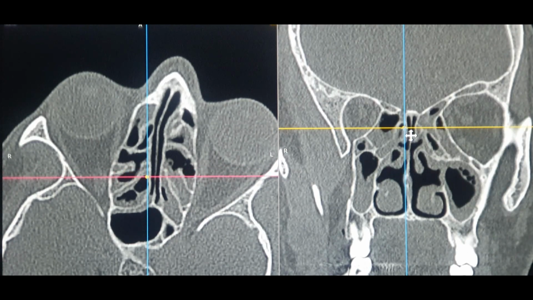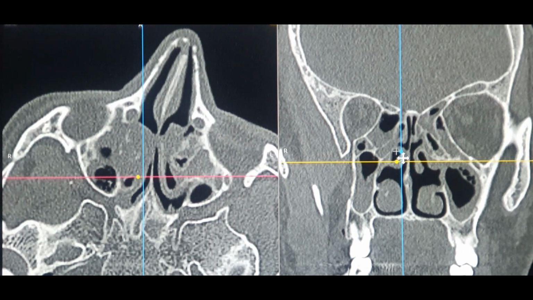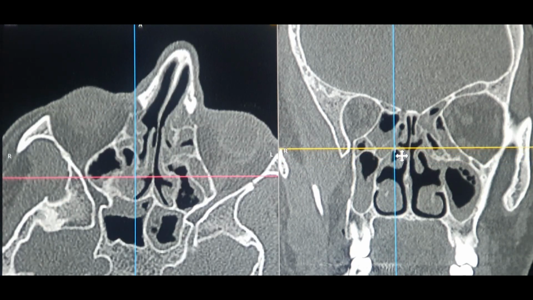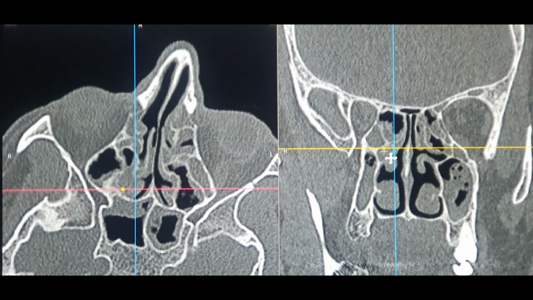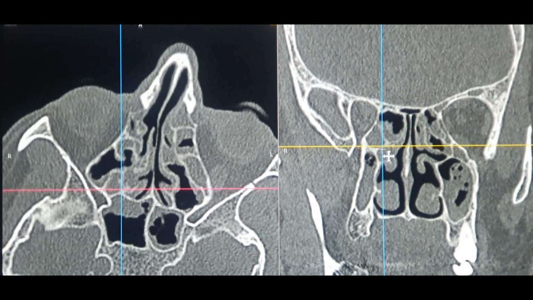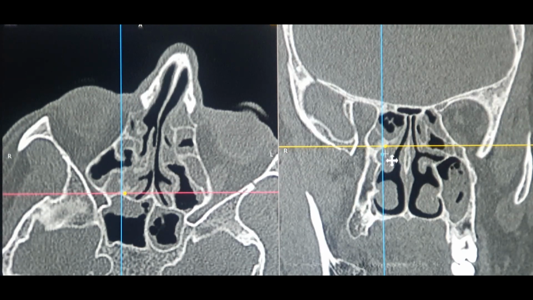middle turbinate. If I keep my cursor over here, this is the middle turbinate, and it is bending over here in this region. If I still go posteriorly, it is almost coming here and getting attached to the perpendicular plate of the palatine over there. So this should be somewhere here, the perpendicular plate of the palatine, which has an attachment for the third part, and that is how we study the three parts of the middle turbinate.